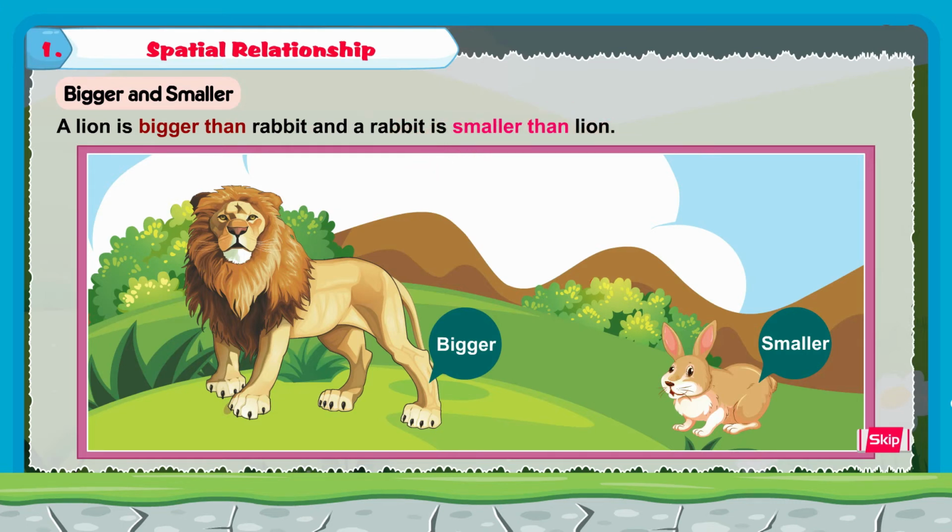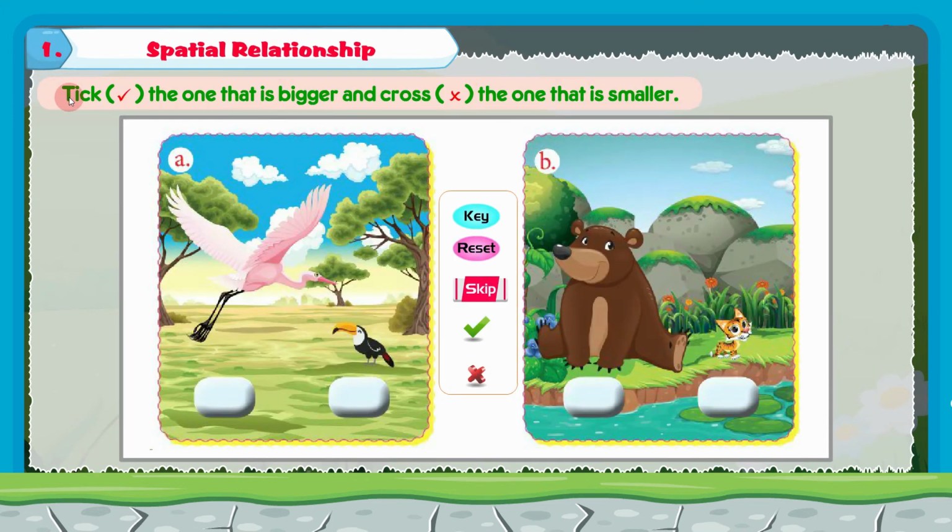So here if you can see, the lion is bigger than the rabbit and the rabbit is smaller than the lion. So this is about the size, big and small. Now let's read the heading here. Tick the one that is bigger and cross the one that is smaller.